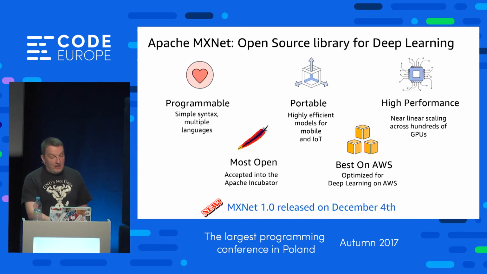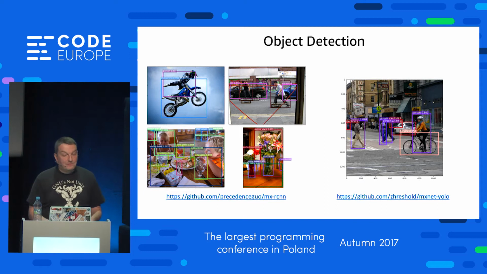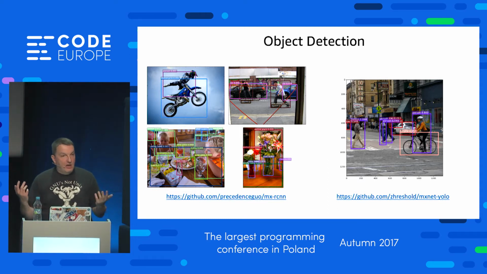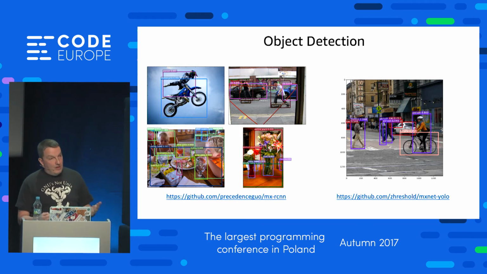Here are some projects that have been built with MXNet. All these are GitHub projects. You can go and grab them. So object detection, right? Pretty cool. Finding out what's in the picture and where it is, okay?